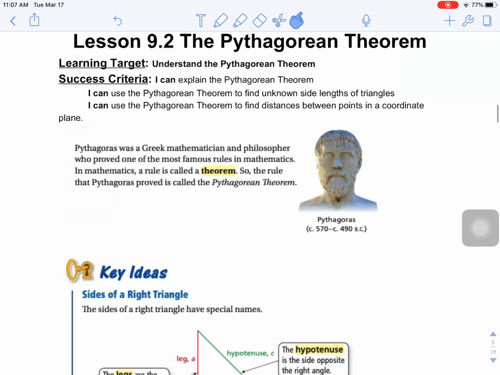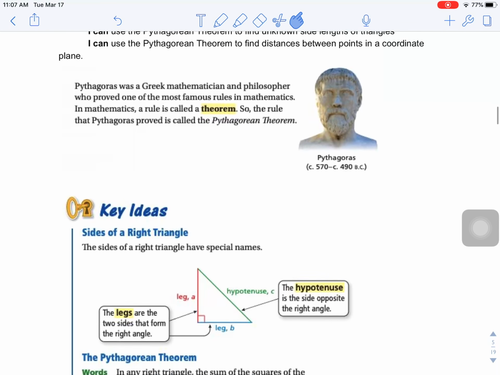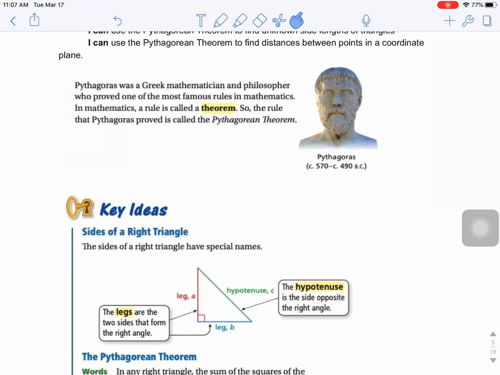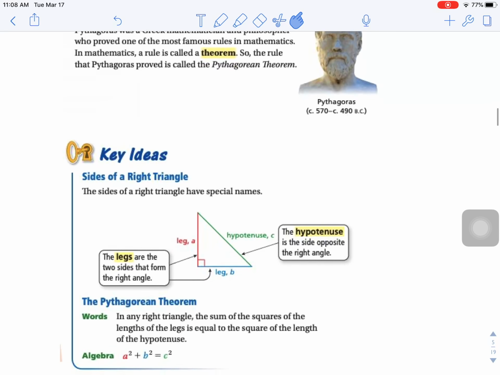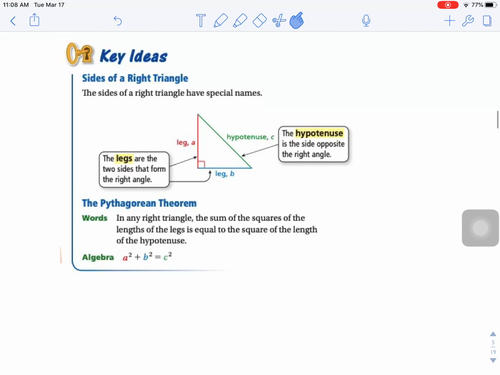So obviously, the Pythagorean theorem is named after the Greek mathematician Pythagoras. Okay, so we have his rule, right? And a rule in math we call a theorem. So his rule is the Pythagorean theorem, which you can see here.